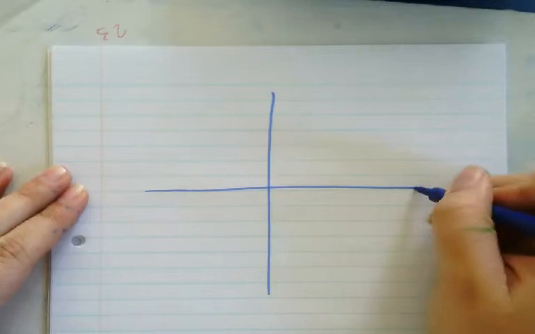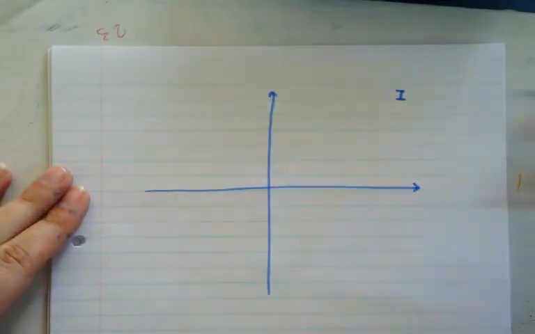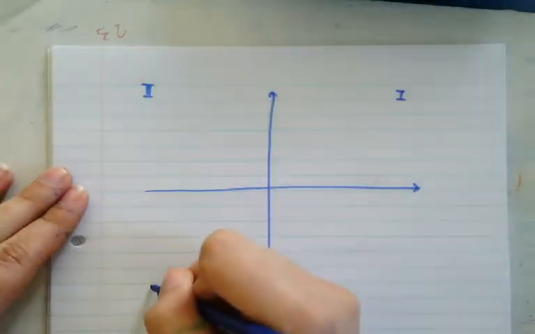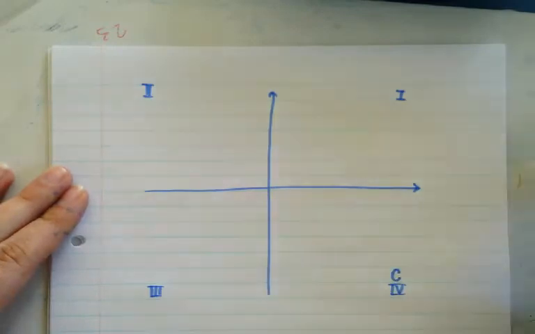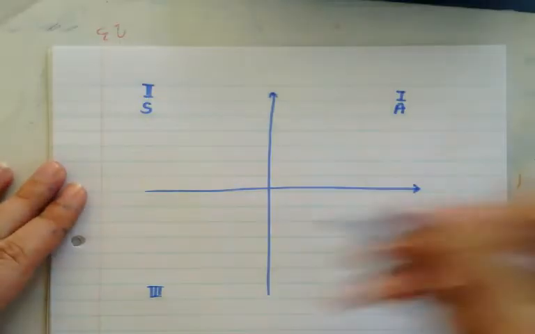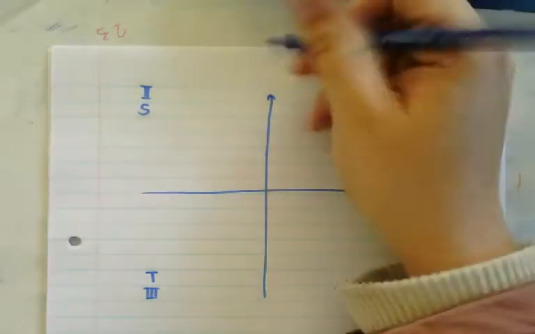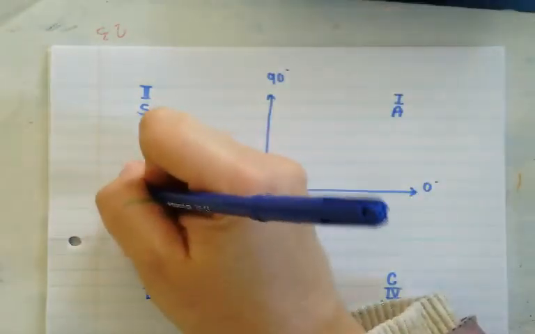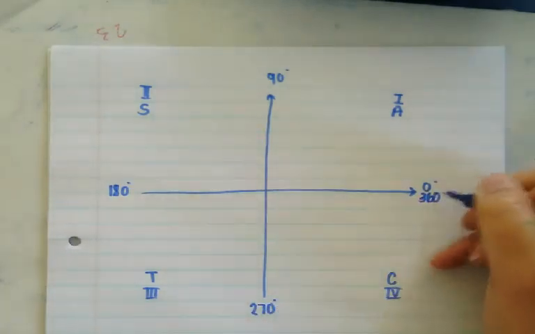Okay, so I'm going to have my Cartesian plane. I know that this is quadrant 1, quadrant 2, 3, and 4. I know that in the first quadrant all 3 are positive, in the second only sine is positive, in the third only tan is positive, and in the fourth only cos is positive. Sorry, what else do I know so far? I know that this is 0 degrees, 90 degrees, 180 degrees, 270 degrees, and this could become 360 as well.